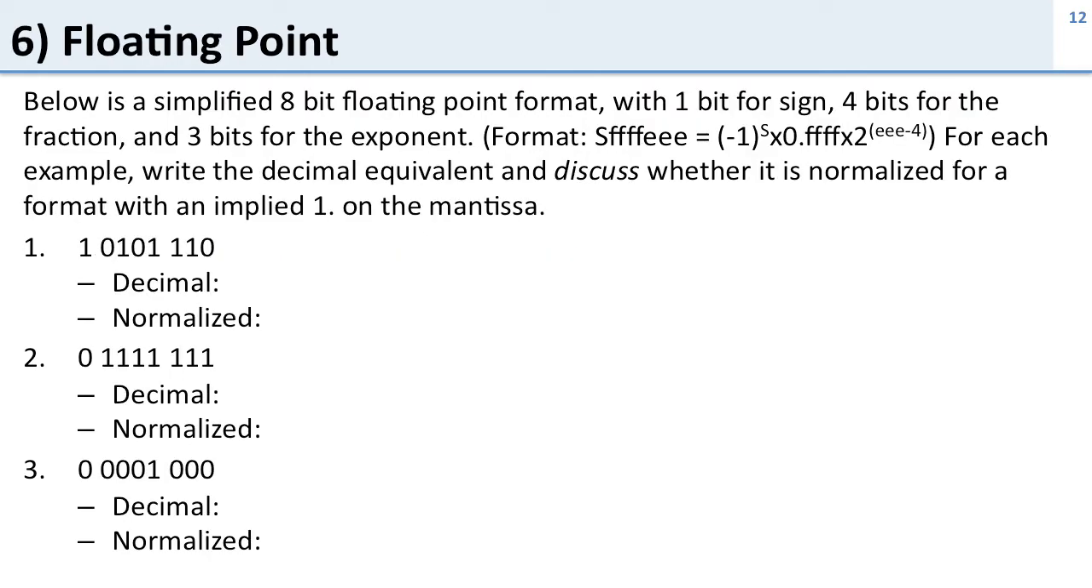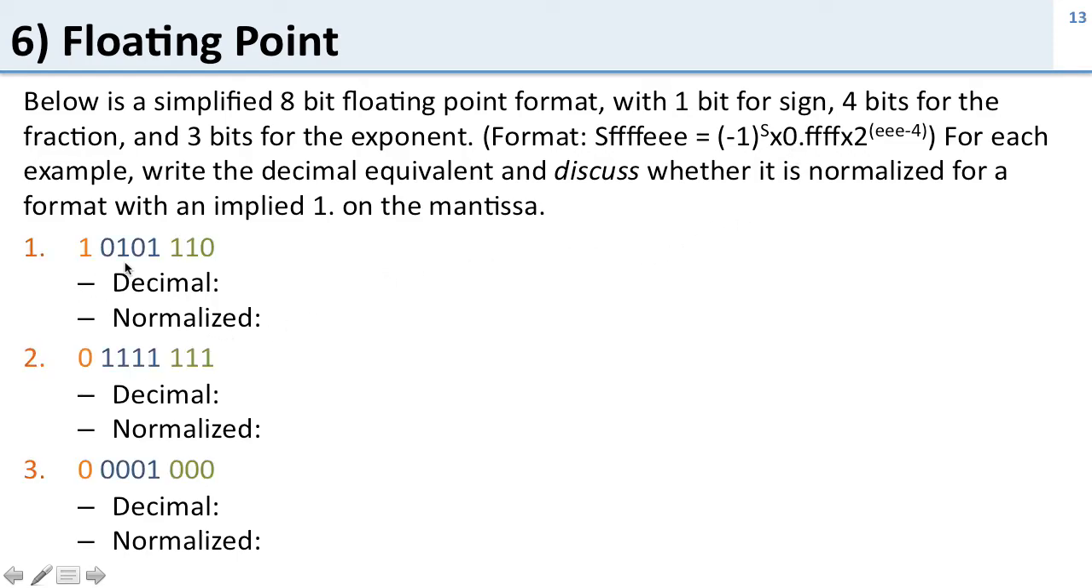So now let's talk about floating point here. So here I've given you some numbers in a floating point format, and I specified the format up here. This is a sign bit, and then we've got our mantissa, and our exponent is specified as some value minus 4. And we're going to figure out what the decimal version is, and then we're going to discuss whether this is normalized to a format which had an implied 1 on the mantissa. So it assumed that there had to be a 1 there for it to be normalized.